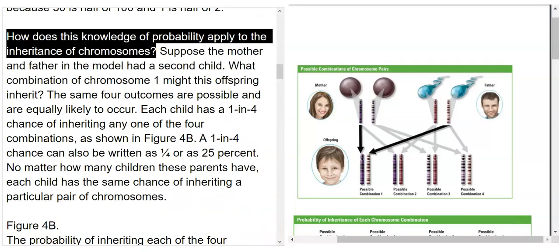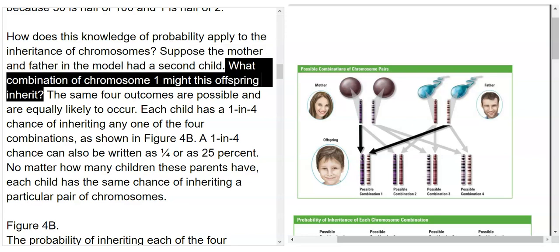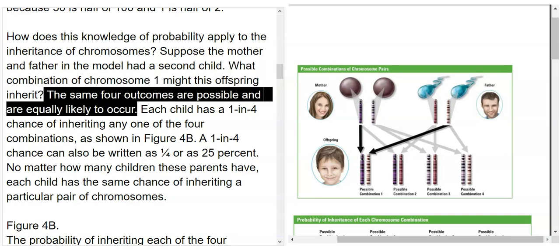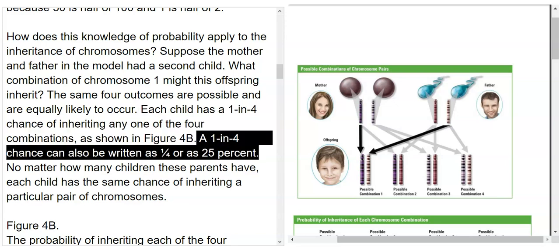How does this knowledge of probability apply to the inheritance of chromosomes? Suppose the mother and father in the model had a second child. What combination of chromosomes 1 might this offspring inherit? The same 4 outcomes are possible and are equally likely to occur. Each child has a 1 in 4 chance of inheriting any one of the 4 combinations as shown in figure 4b. A 1 in 4 chance can also be written as 1 over 4 or as 25%.